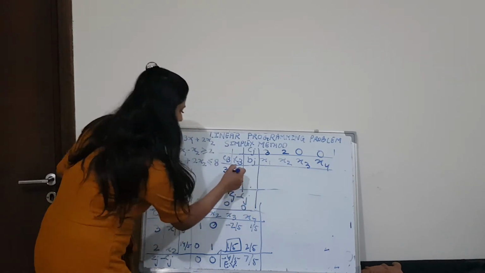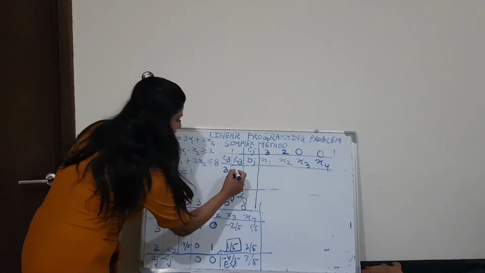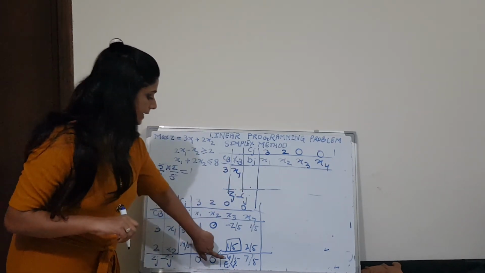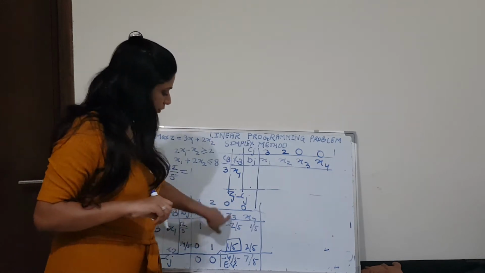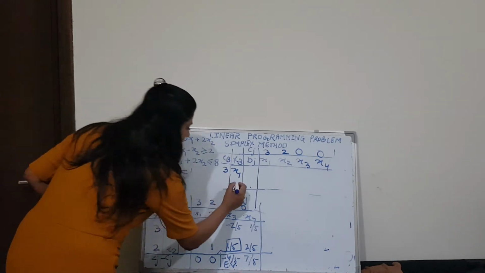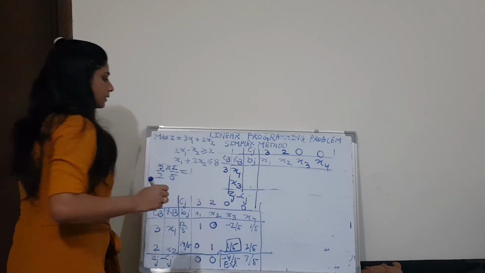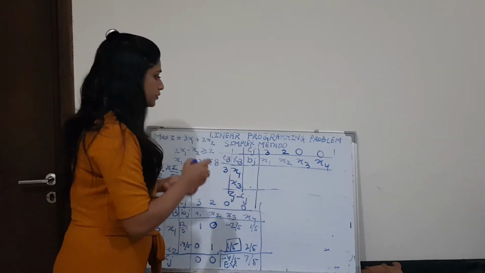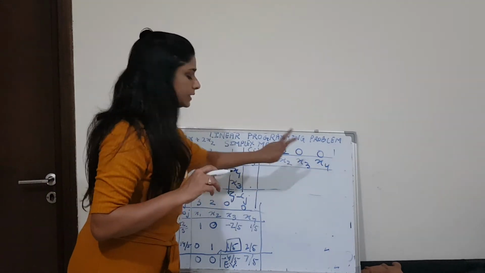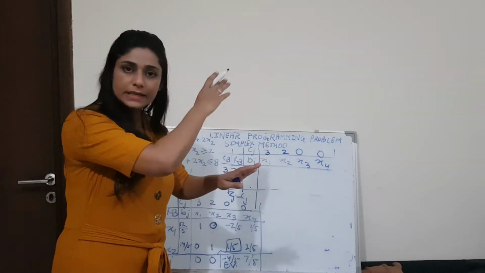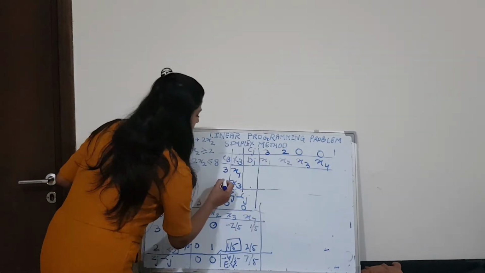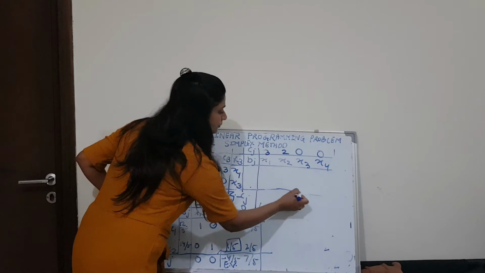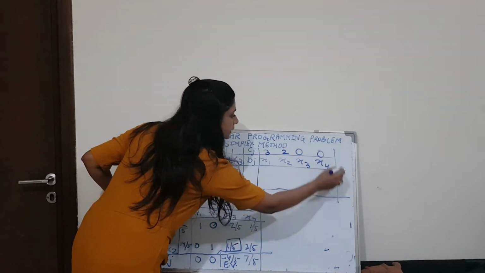Here x1 was there, so it will be the same x1, but in place of x2 we will write x3 because we are getting our entering vector from x3. So I will write x3 here. Now we will write the coefficient of x3. You can check the x3 coefficient from the maximization z equation. The x3 coefficient is 0. Now we will fill this table.